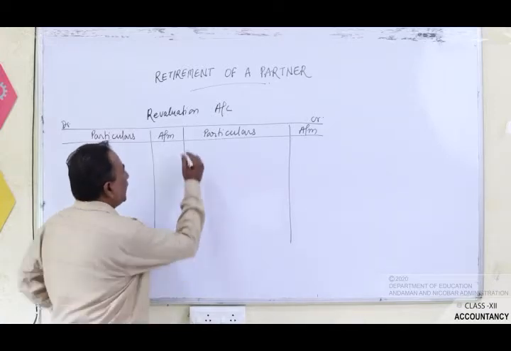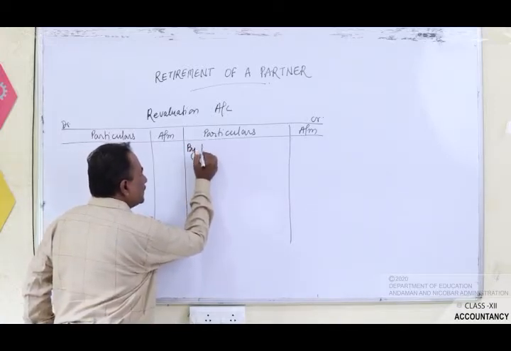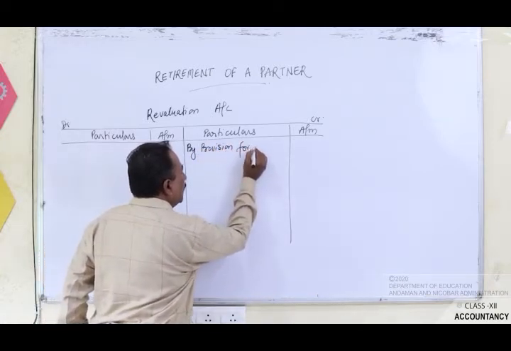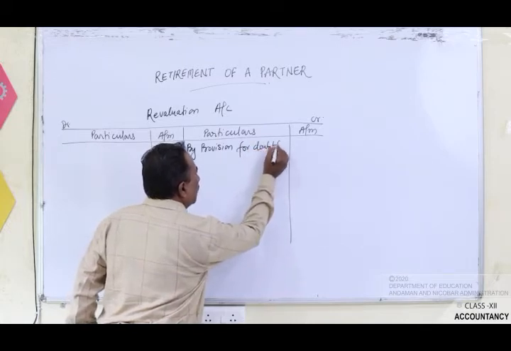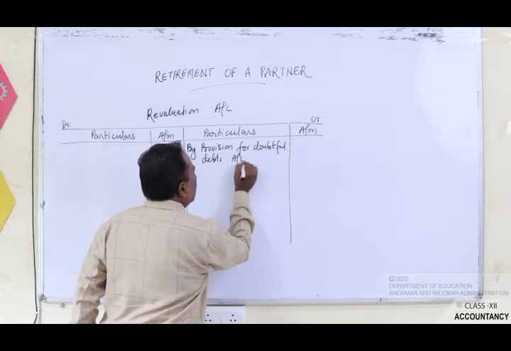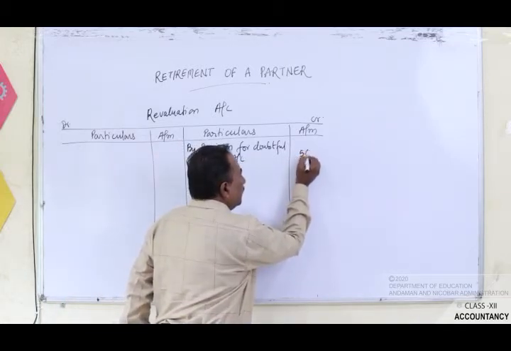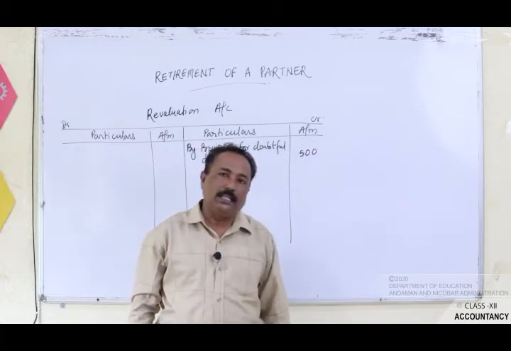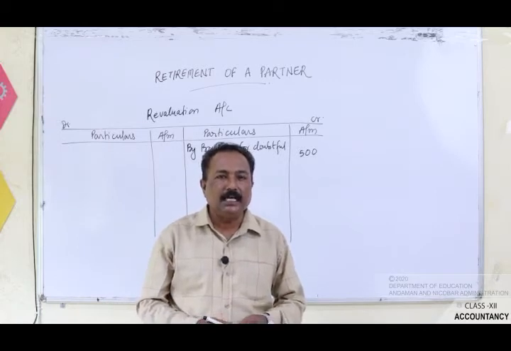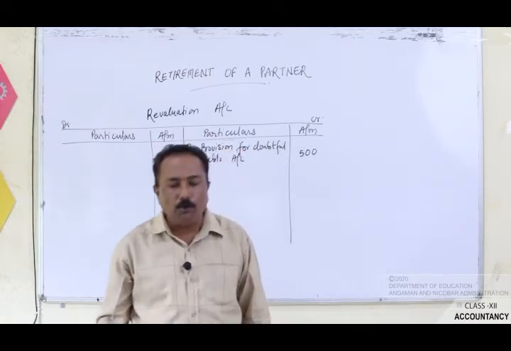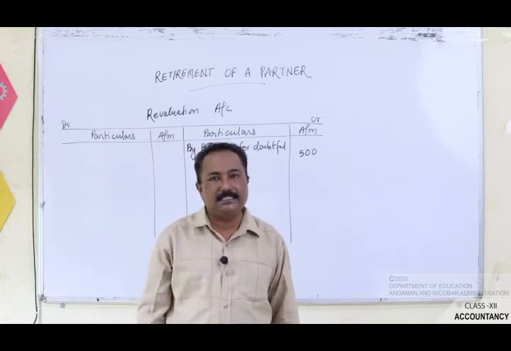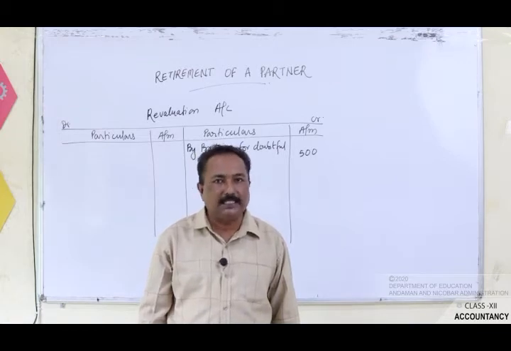So, here on the credit side, first you will write down as by provision for doubtful debt account, and the amount will be rupees 500. Now, let us pass on to the next additional information. The next additional information is land and building to be increased to rupees 1,32,000. The new value of land and building is given to you as rupees 1,32,000.